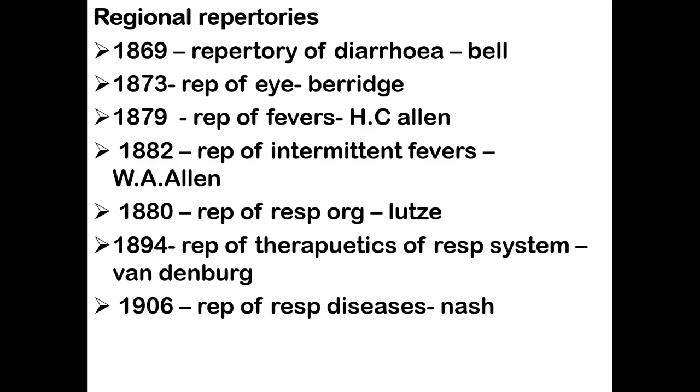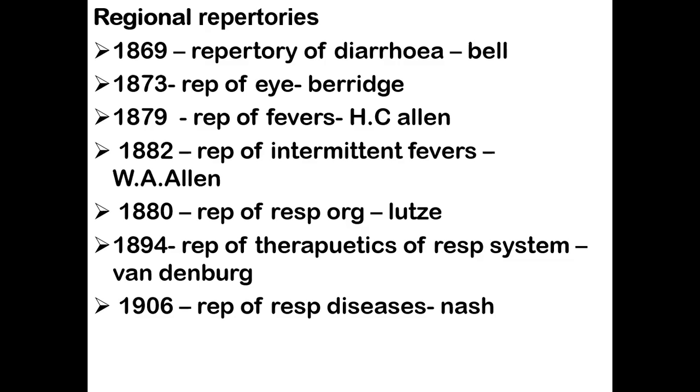In 1880, it is again important. In 1894, Repertory of Therapeutics of Respiratory System, Vandenberg. So they both are different. In 1880, a repertory of only respiratory organs. But in 1894, Repertory of Therapeutics of Respiratory System by Vandenberg. In 1906, Repertory of Respiratory Diseases.